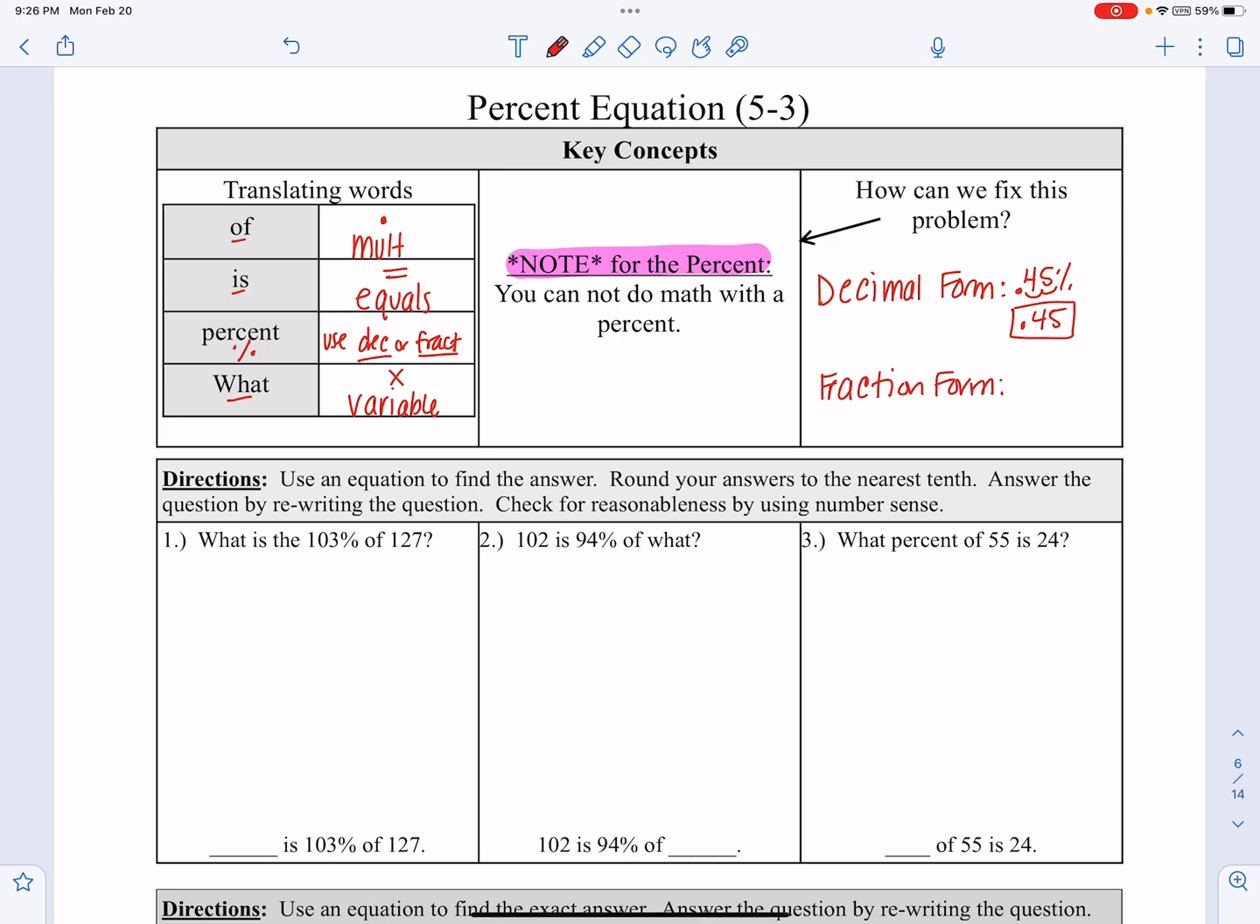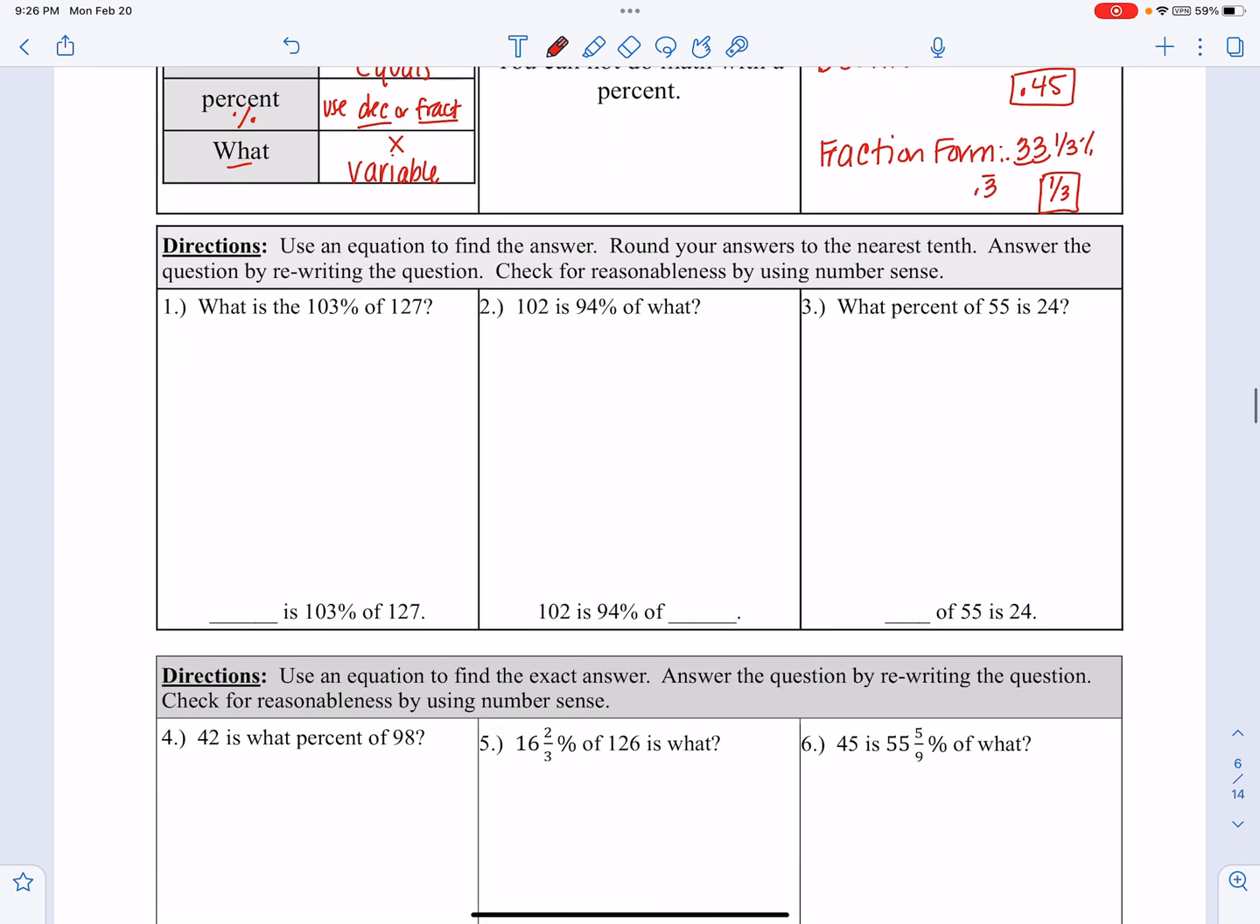Fraction form, we never have to use fraction form unless we have a repeating decimal. Then we're forced to use a fraction. So for example, like 33 1/3%, if we move the decimal point over, we have 0.3 repeating, because that's what 1/3 is. We can't use that repeated decimal form, so we would have to understand that 0.3 repeating is just 1/3, and we'd use that fraction instead. All right, let's check this out.